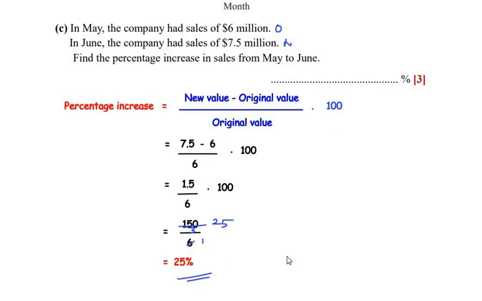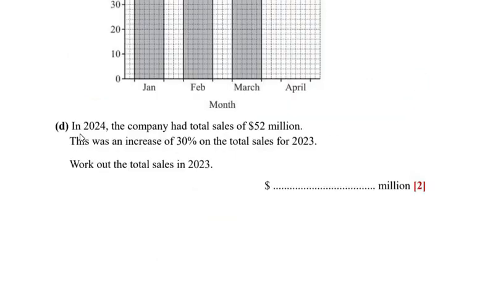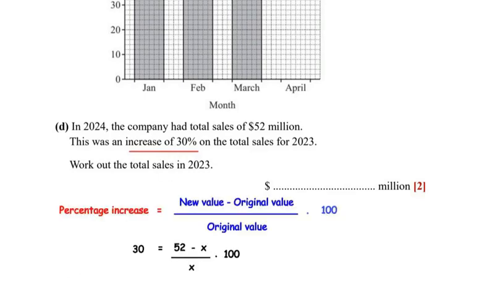Now let us move on to the last sub-question. In 2024, the company had total sales of $52 million. This was an increase of 30% on the total sales for 2023. Work out the total sales in 2023. Now here we can see that this is again an increase in percentage. So let us use the formula for percentage increase again over here. So the percentage increase is given by the formula new value minus original value divided by original value times 100.